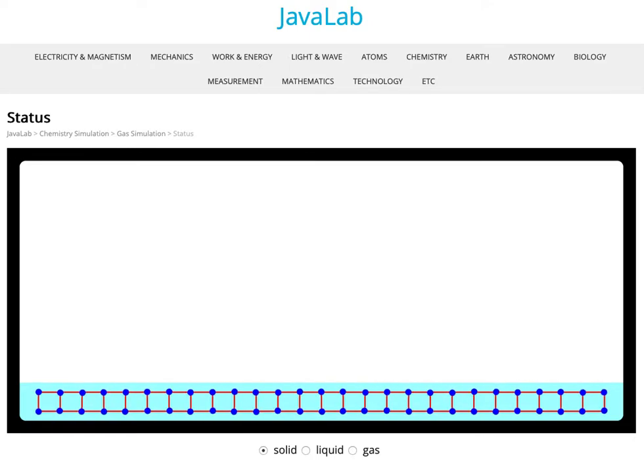This simulation is going to help us to understand the different states of matter. Well, three of the states of matter. And first, imagine that this is a container with ice at the bottom here. So this whole aqua colored region represents frozen water or ice. So this is in a solid state.